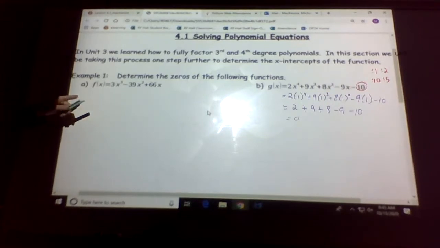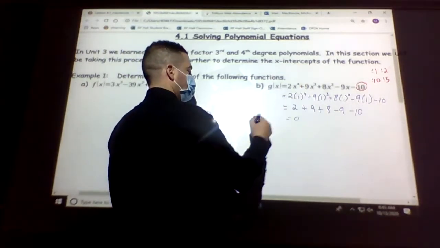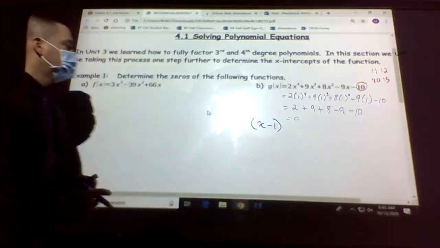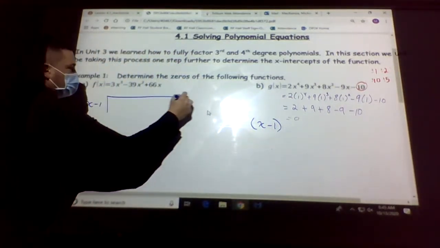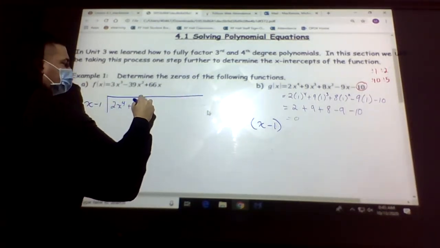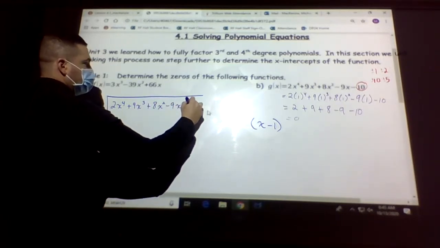Going to work over here. So we're doing long division. We know that positive 1 is a factor, so it would be x minus 1. So we're going to do x minus 1 into 2x^4 plus 9x^3 plus 8x^2 minus 9x minus 10.